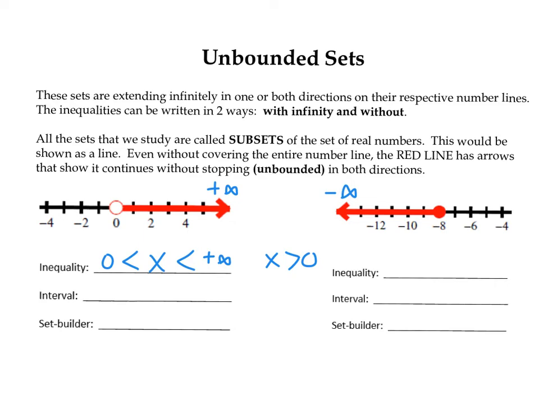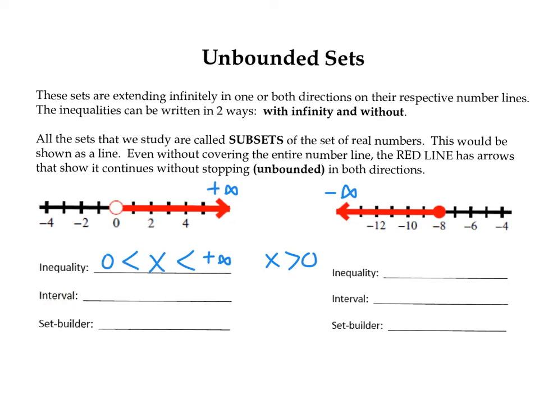So when you're talking about unbounded sets, when it goes to infinity, you can write it like a bounded set where it's between two values, where it never really gets to infinity, or you can just say x is everything bigger than 0. 1, 2, 3, 10, 20, 100, all the way to infinity.